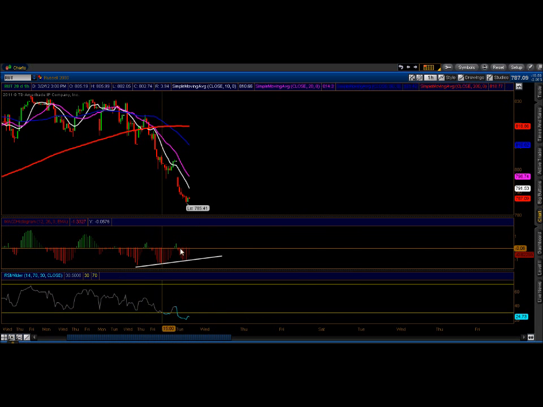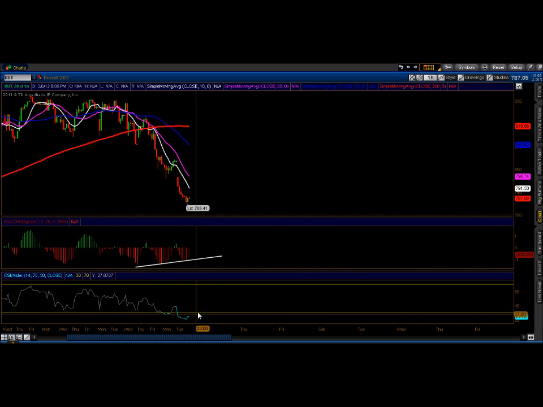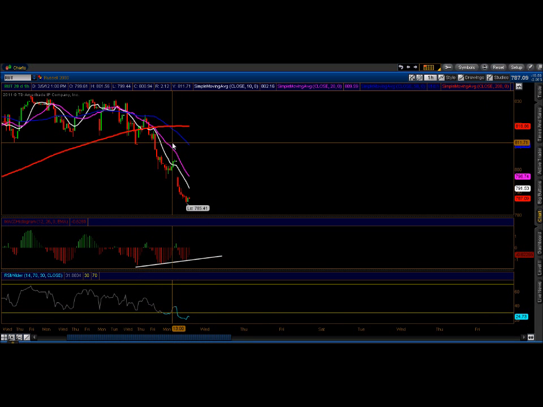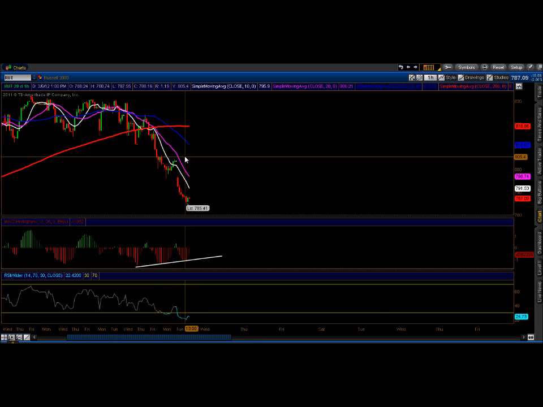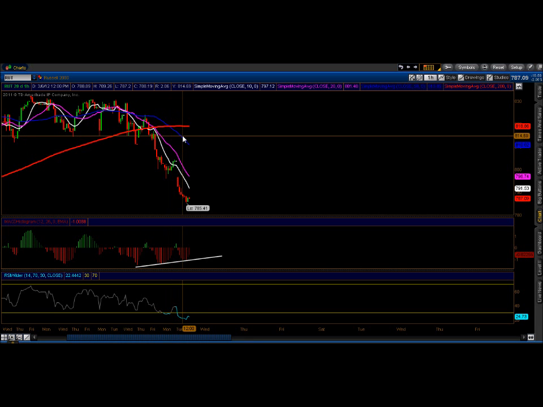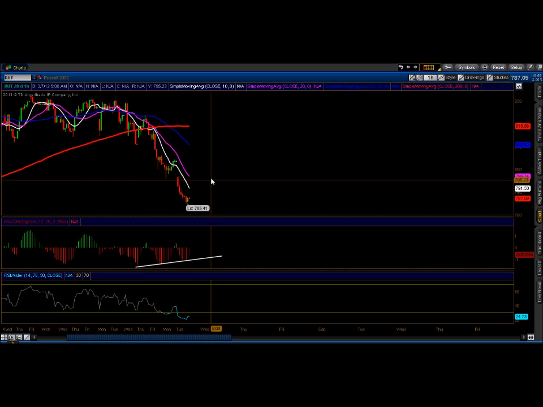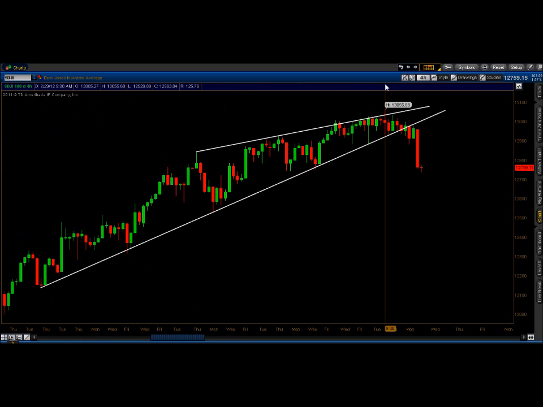Now here I've used the histogram bars and the RSI, and it's clear that the RSI is fairly oversold. We do have divergences on the MACD, but the moving averages are pointing straight down. The 10, the 20, and the 50 should act as resistance should prices move any higher.